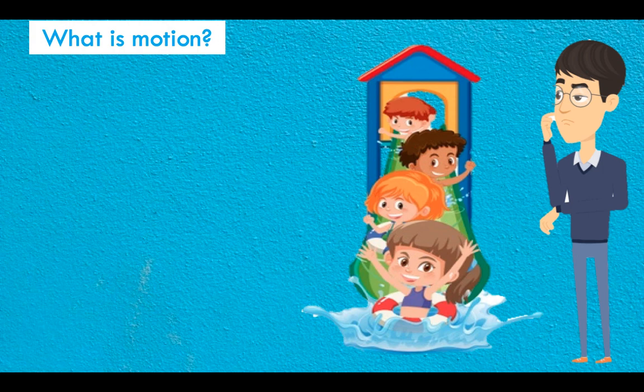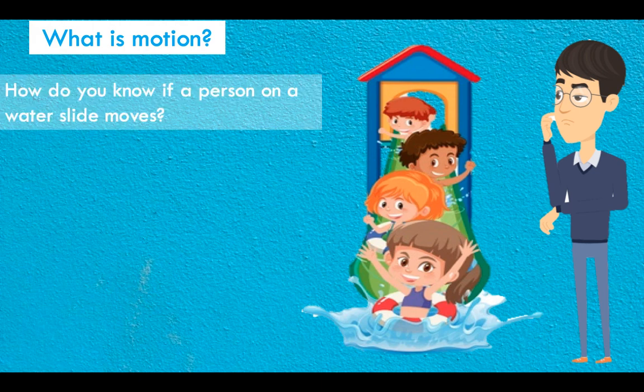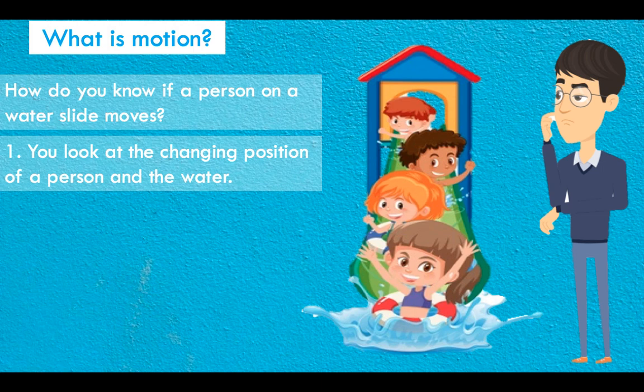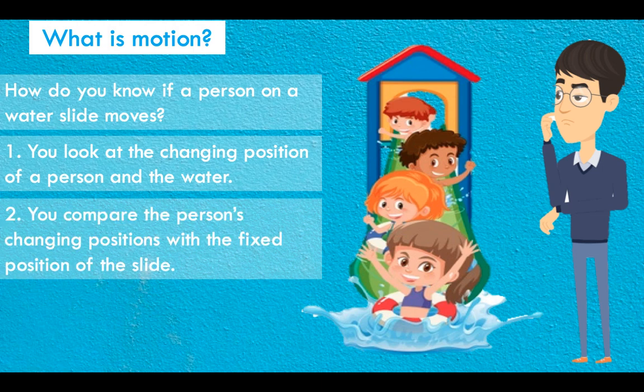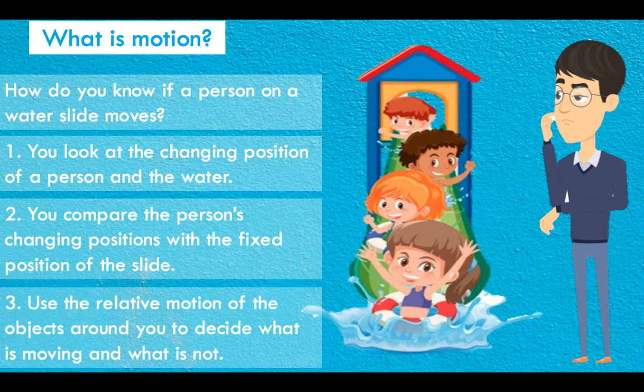Look at those children on the water slide. How do you know if a person on the water moves? There are things to consider to say that the person is moving. First, you look at the changing position of a person in the water. Second, you compare the person's changing positions with the fixed position of the slide. And third, use the relative motion of the objects around you to decide what is moving and what is not.